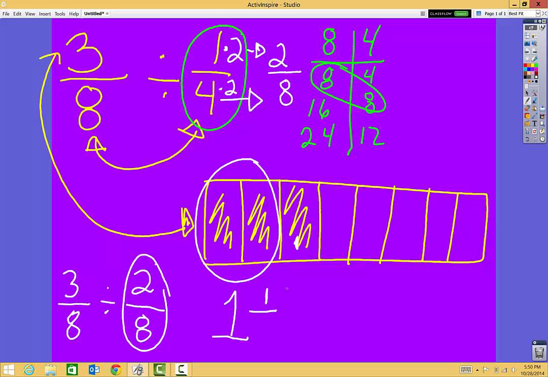And my denominator is how many parts equal a whole. Well, I see here's 1 part, 2 parts. So it's 2 for my denominator. So my final answer is this 1 1/2.